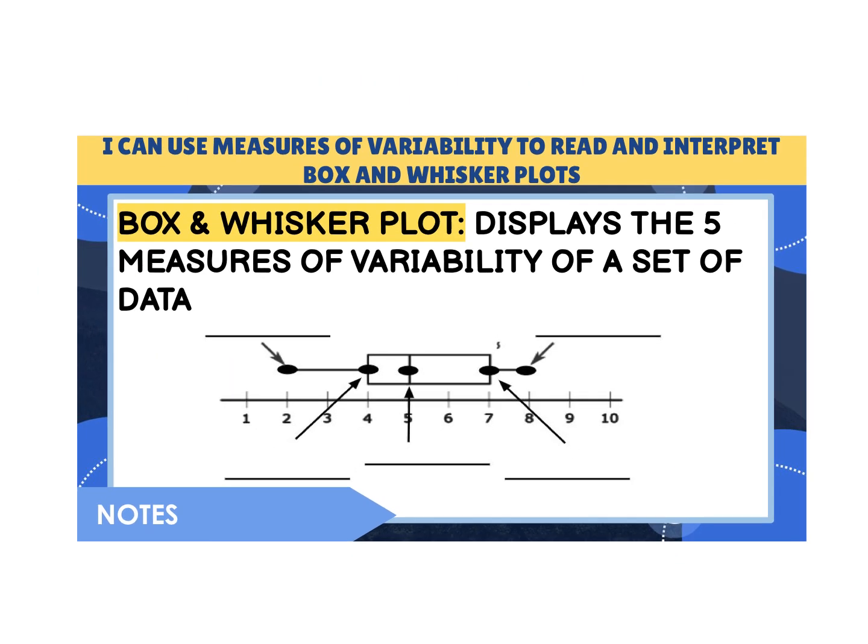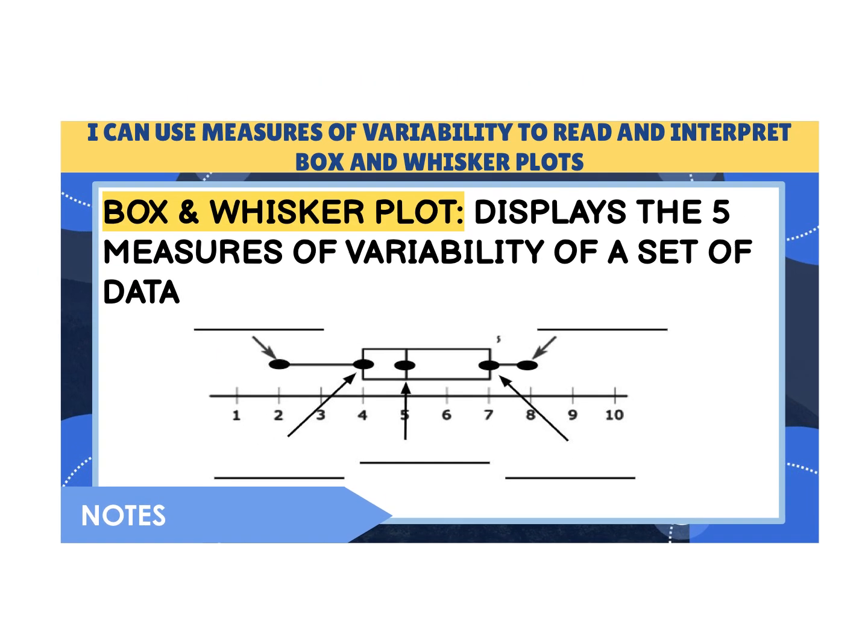A box and whisker plot displays the 5 measures of variability of the data set. So it's going to display the minimum, which is our lowest number, and that's our whisker right here. Then we also easily find the quartile 2 or the median. That will always be inside the box with the line down the middle. And the maximum, which is our highest number, is the other whisker over here.